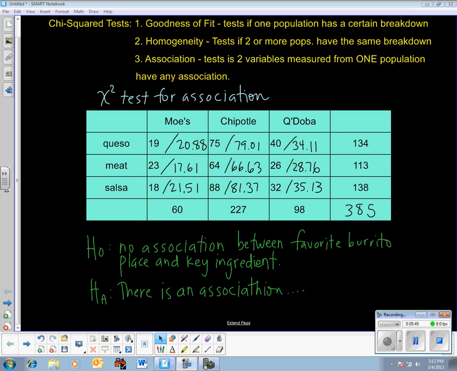So if we're doing this by hand, we would go through 9 separate times. We would do observed minus expected squared over expected, add those all up, get a chi-square value, go to the table using 4 degrees of freedom because it's 3 by 3, so we multiply 1 less than each of those dimensions. So that would be 2 times 2, which is 4 degrees of freedom. Anyway, for the sake of speed, we're going to do this in the calculator.